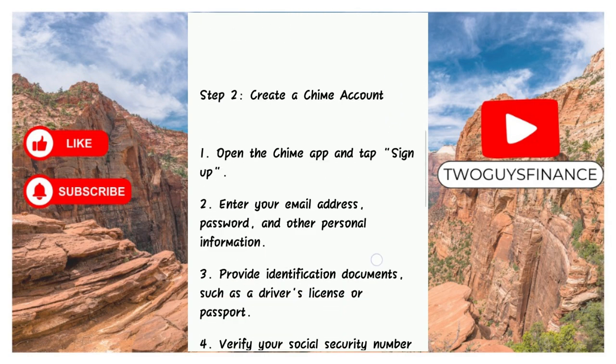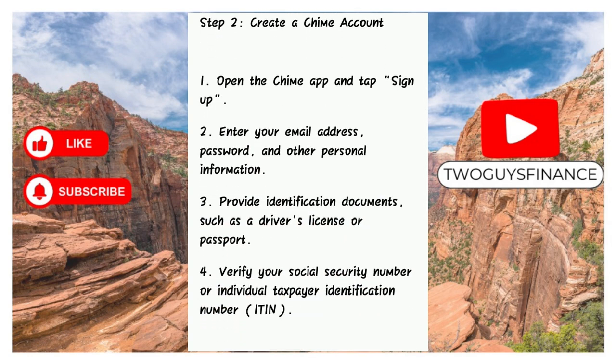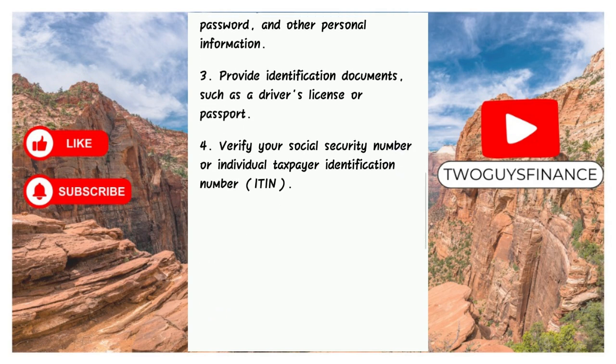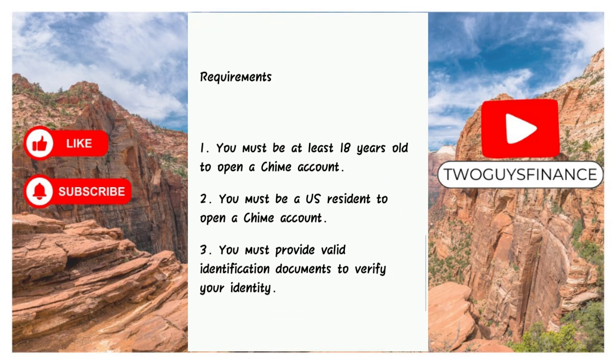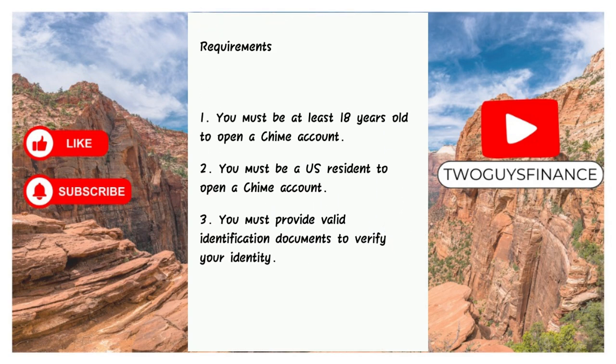We're going right to step 2, and that is to create a Chime account. So what you want to do is first open the Chime app and tap Sign Up. Then you want to enter your email address, create a password, and other personal information. You've got to input that. Then you have to provide identification documents such as a driver's license or a passport. Then you've got to verify your Social Security number or your Individual Taxpayer Identification Number. So once you provide all the basic information, it's going to sign you in and your account will be set up. But now there are some requirements to take note of about creating an account on Chime.